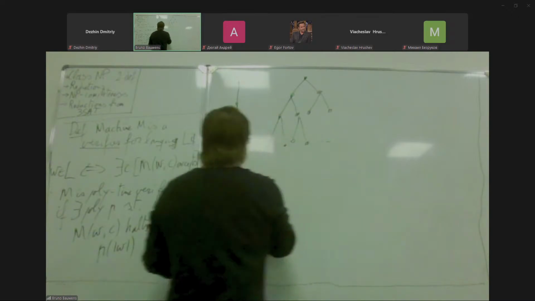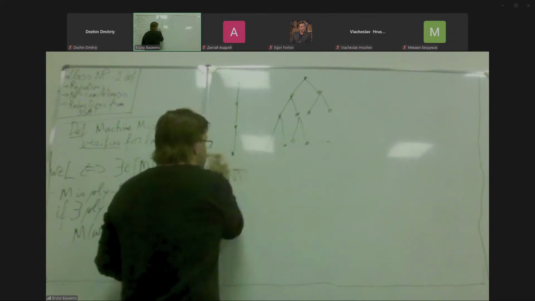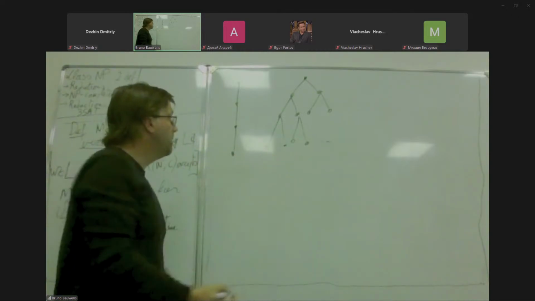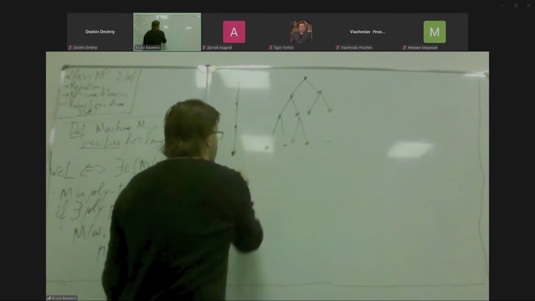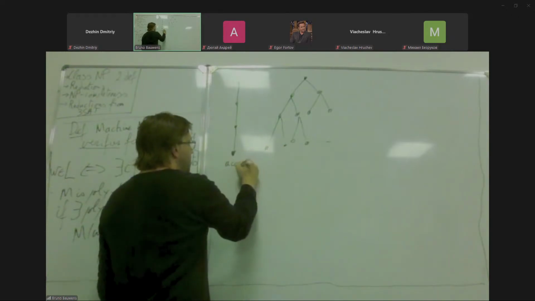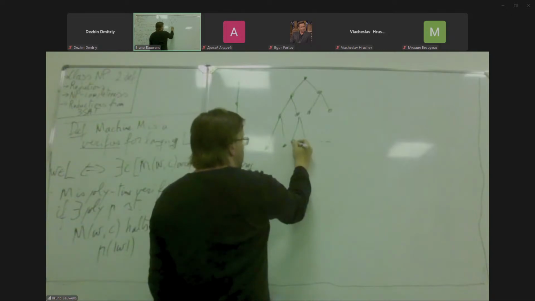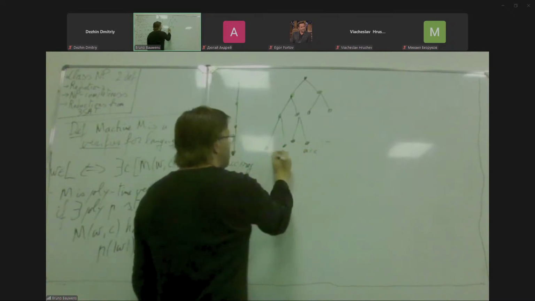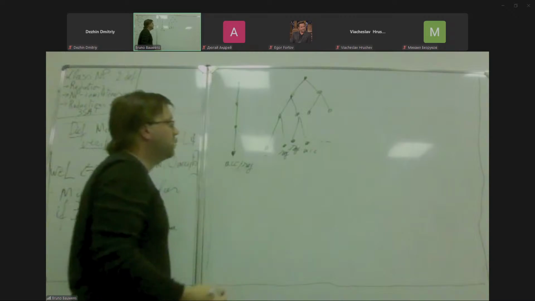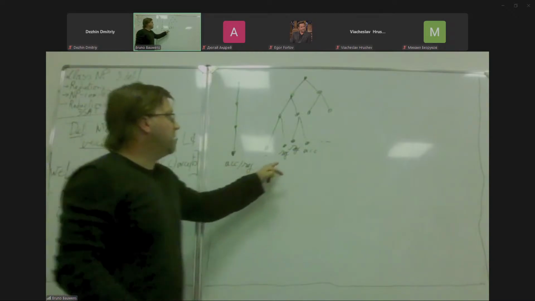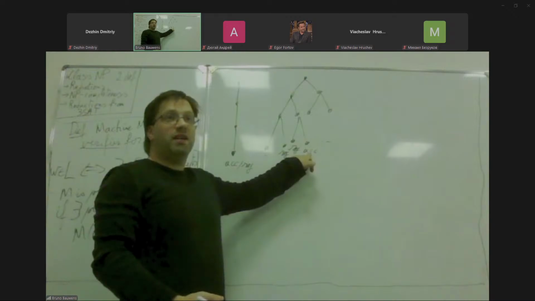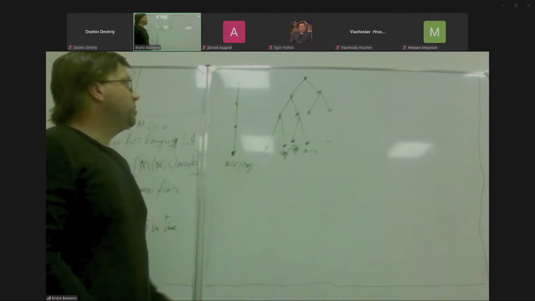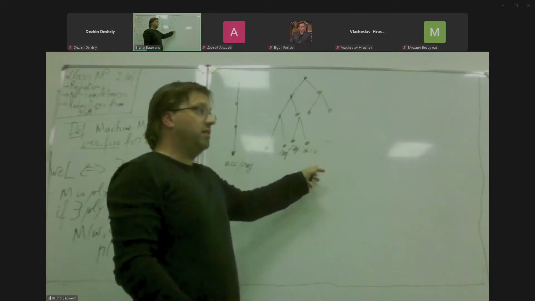And this defines the class NTIME. Sorry. What does it mean for a machine to accept? In the leaf of a computation tree, there is either accept or reject. But now we have exponentially many leaves that either say accept or reject. So we say that the input is accepted if there exists at least one leaf in which the machine accepts. The input is rejected if all the leaves reject.